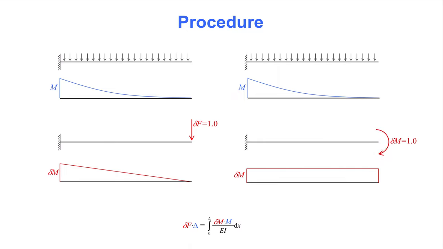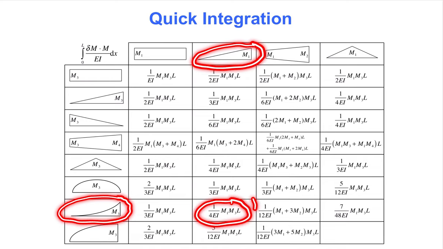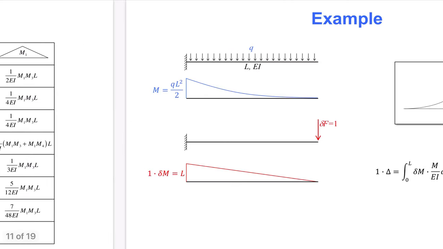Instead of carrying out the integral of the virtual work formula with mathematical expressions for the bending moment diagram, we use the quick integration formulas shown on the next slide. These formulas for the integral shown here are included in all textbooks on structural analysis. Relevant to the example on the left-hand side of the previous slide, notice that the integral of a moment diagram that is a parabola, like this one, and a triangle, contains the factor 1 over 4. On the next slide, we apply that formula.